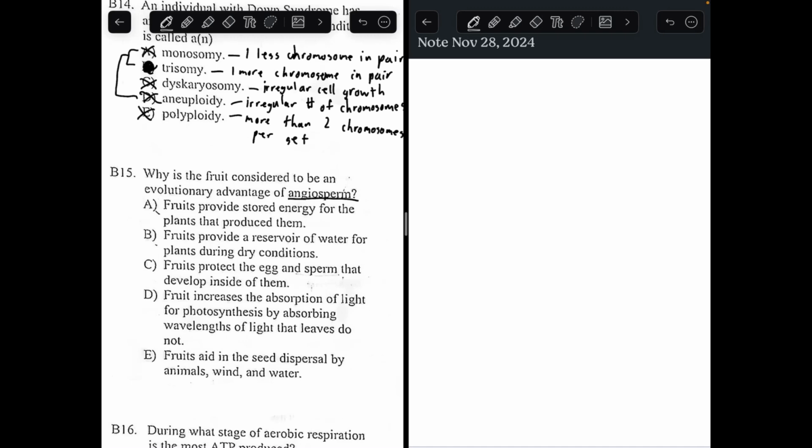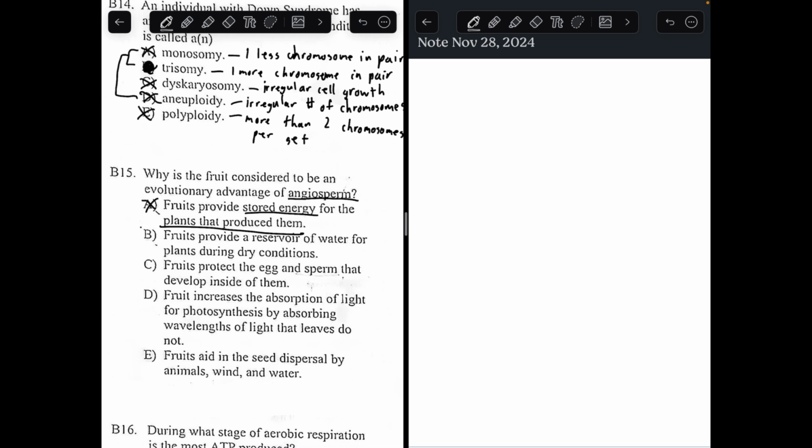So based on those 2, you know that the answer is not A, B, and D. And I'll go over in depth why. A: Fruits provide stored energy for the plants that produce them. Fruits do store energy, but not for the plants that produce them. They store energy to nurture the seeds inside. So A would be incorrect.